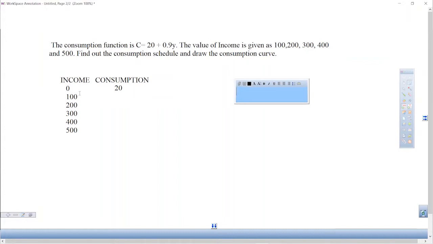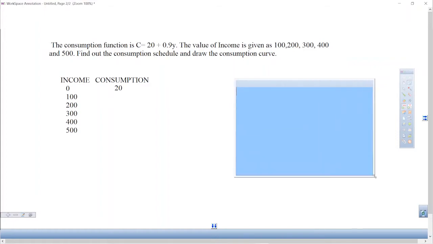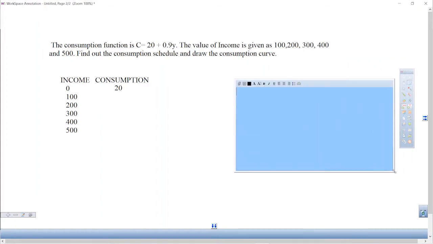Then when income increases to 100, what happens to consumption? That is what we are going to find out now. How to do that? Substitute the value of y in the equation. The basic equation is C = 20 + 0.9y. Now instead of y, we are going to substitute various values of income. So the first one is 20 + 0.9 × 100, which is 90 + 20, that is 110.